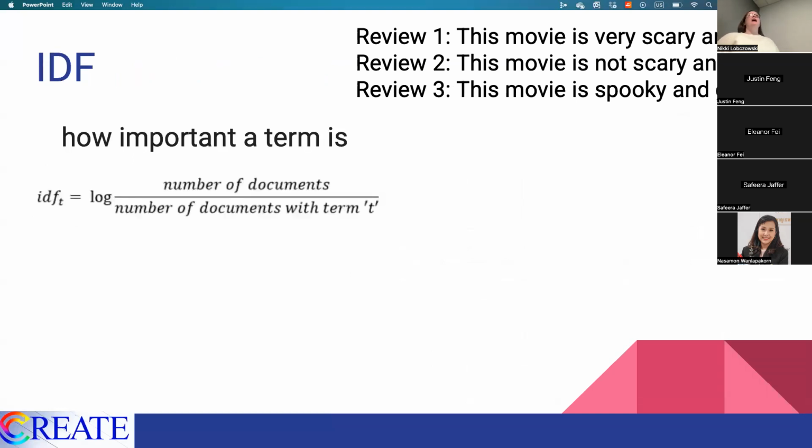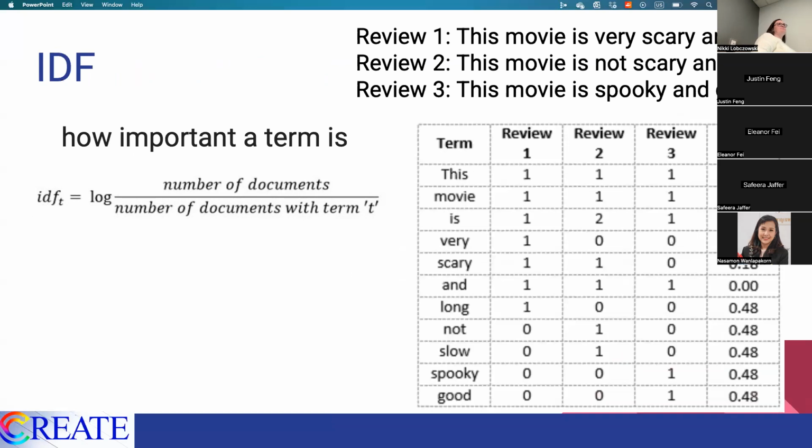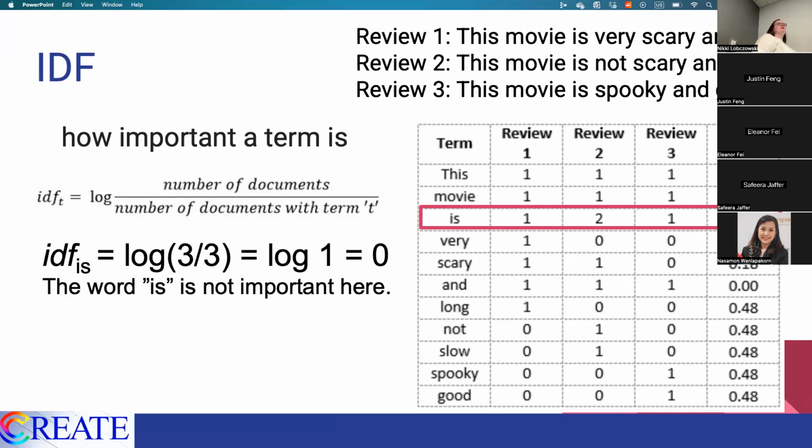IDF is how important a term is. Similarly, you're going to do the log function, everyone's favorite mathematical function, of the number of documents divided by the number of documents with the term t. Let me give you an example. "Is" showed up in every single review. It showed up in the second one twice, but we just care about how many documents it showed up in. I had 3 documents, and 3 of those documents had the term "is," and the log of 3/3 is the log of 1, which is 0. That shows us the word "is" is not important. When you were reading those reviews, did you say, wow, their use of the word "is" will help me distinguish something? Probably not.